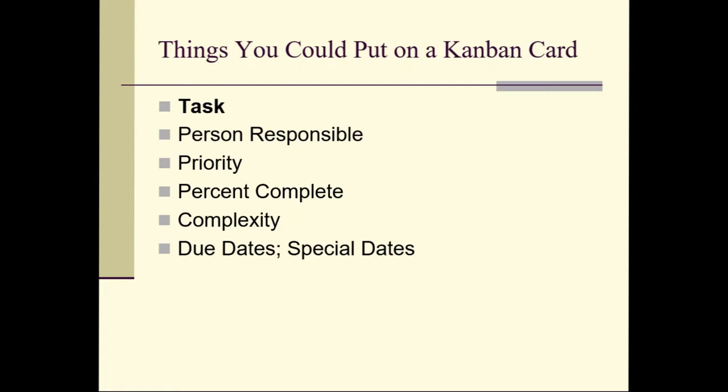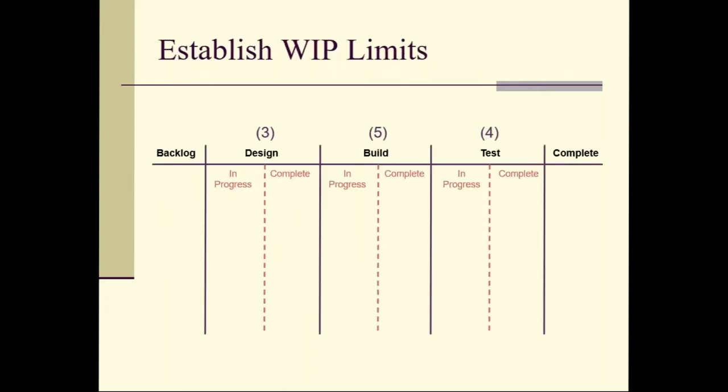So things you could put on, aside from the main task or activity: who's responsible, whether it's complete, its complexity, any special milestones or dates, maybe who the key stakeholders are that you have to deal with, and other things that you might put on it, estimating assumptions, dependencies. There's other things that you might put on there as well.